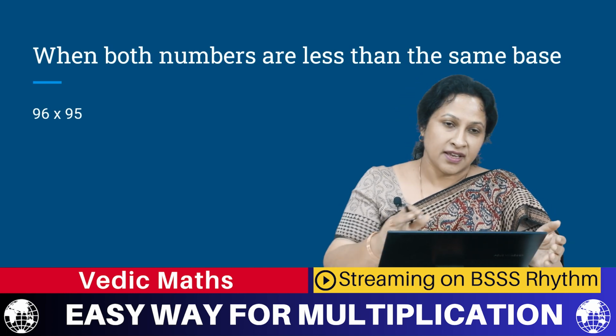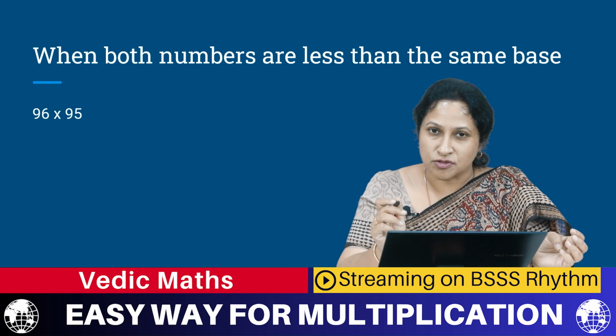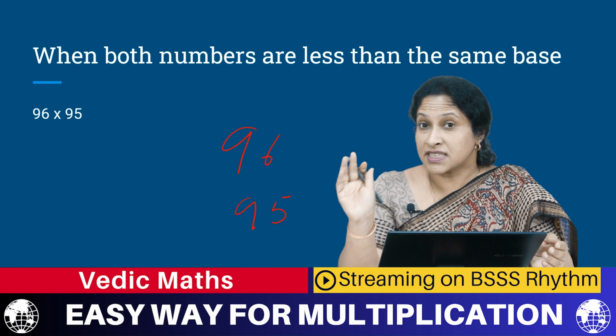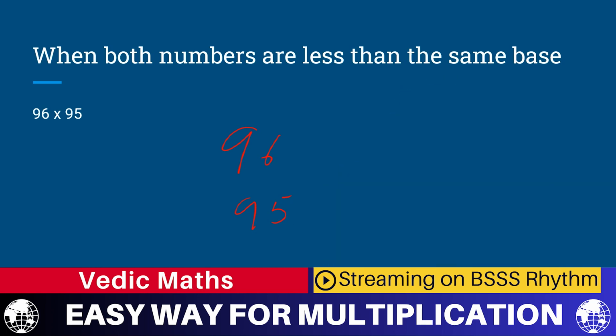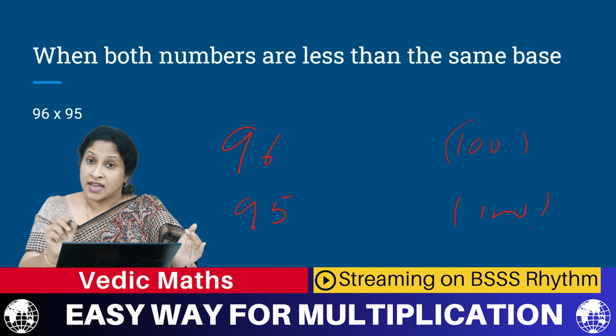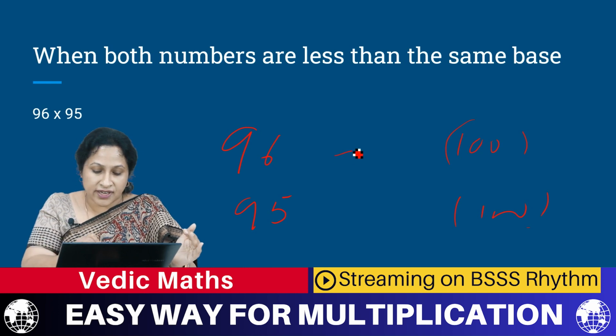So, you tell me here, I have put a number over here, 96 into 95. When you talk of 96 and 95, which is the base which comes to your mind? When you talk of pure bases, the base which comes to our mind is 100, okay? The base is 100 in both the cases, and that is why we are saying that it is the same base. So, when you look at 96, how much is it less than 100? How much less?